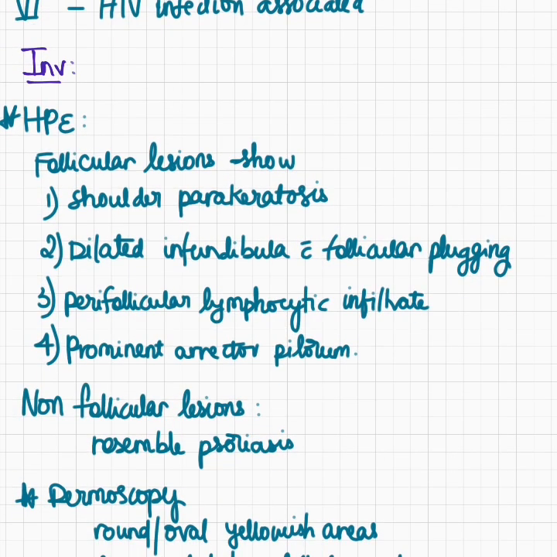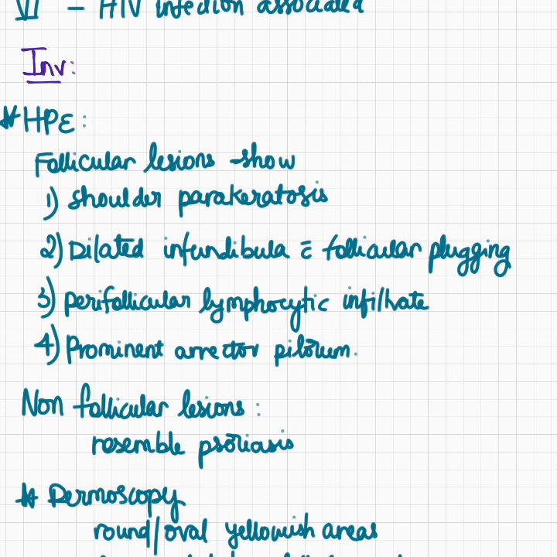Coming to investigations, the diagnosis is clinical. If you see any hyperkeratotic papules on reddish or orange reddish erythematous background, the first suspect should be Pityriasis rubra pilaris. And coming to the HPE examination, the follicular lesions show shoulder parakeratosis, that is on either side of the papule there is going to be parakeratosis. The infundibula are going to be dilated with follicular plugging. There is going to be perifollicular lymphocytic infiltrate and prominent arrector pili.